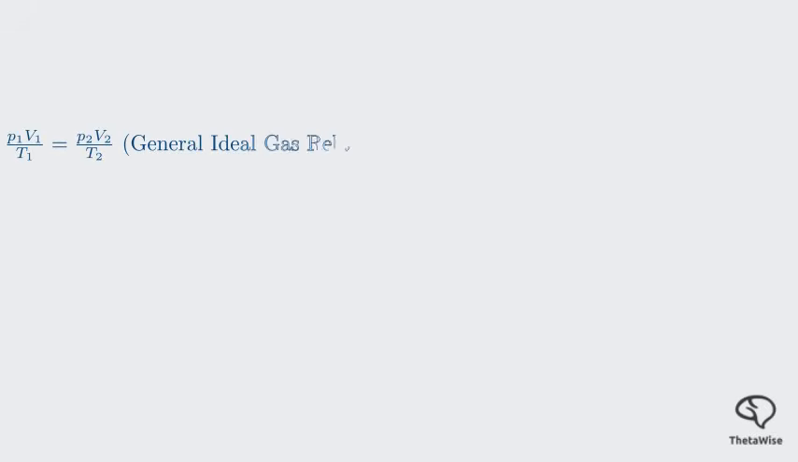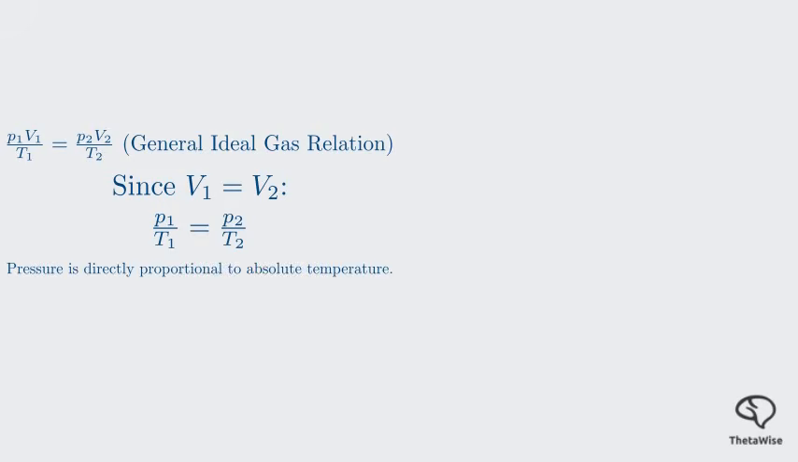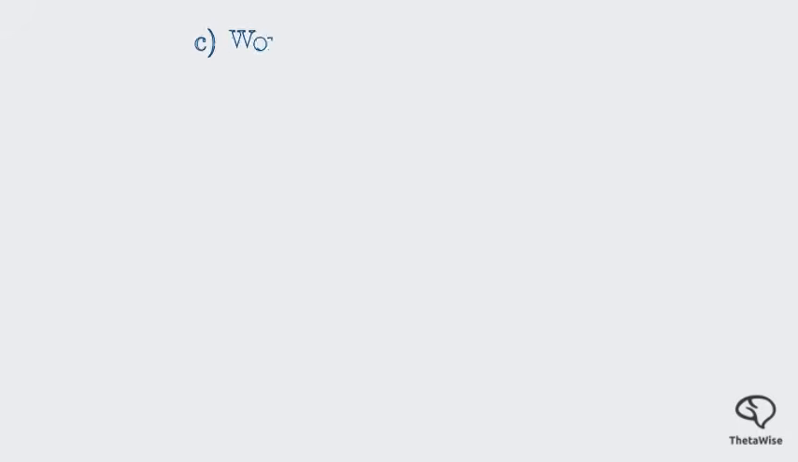We start with the general ideal gas law. PV over T is constant. For an isochoric process, the initial volume, V1, is equal to the final volume, V2. We can cancel the volume term from both sides, which simplifies to P1 over T1 equals P2 over T2. This is Gay-Lussac's law. This law states that for an isochoric process, the pressure is directly proportional to the absolute temperature. Let's find the work done and heat transfer for an isochoric process.